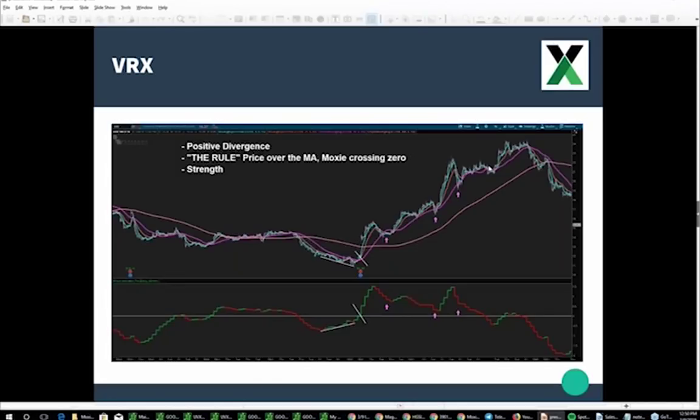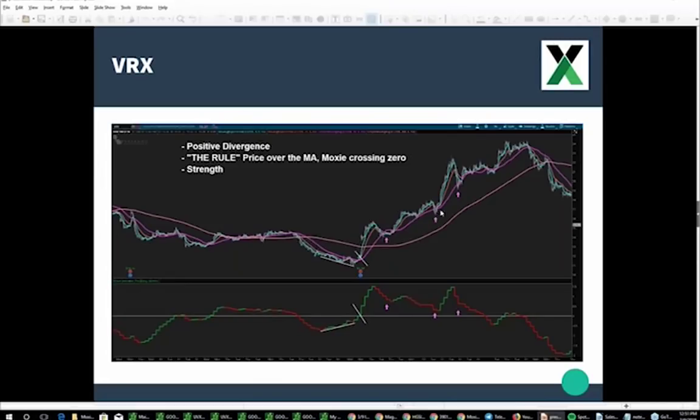Well, the point of the Moxie indicator is to tell you how much gas is in the tank, how much energy there is, and that you can actually stay in. So price is here below the moving average, but the indicator is still above zero. It's got plenty of fuel. And so this is actually a divergent situation, and the indicator is going to win. What it does is push price right back up out of that moving average, and it does it with some pretty good force. Next time it comes into the moving average, bounce right off.